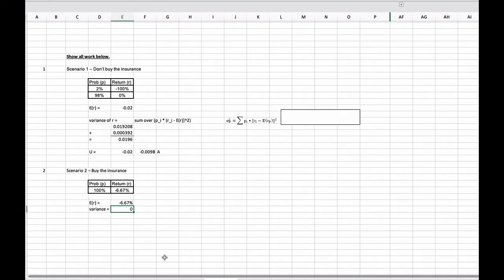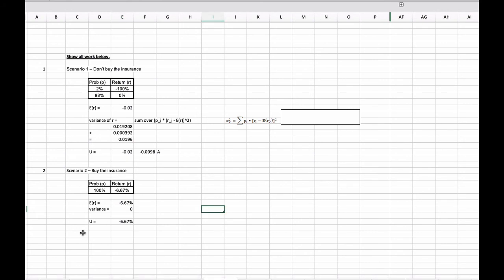Plugging the numbers into the utility function, the second term is 0, so we are left with expected return being the utility, which is negative 6.67%. Finally, we can set the utility equation from scenario number 1 equal to negative 6.67% that we just calculated.